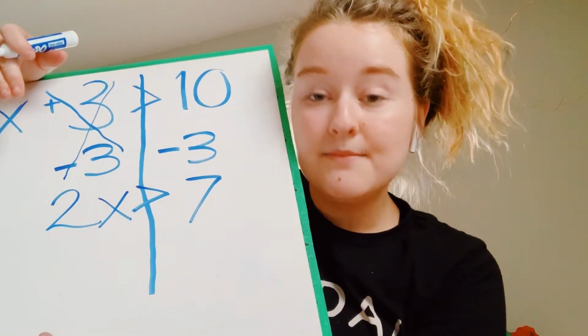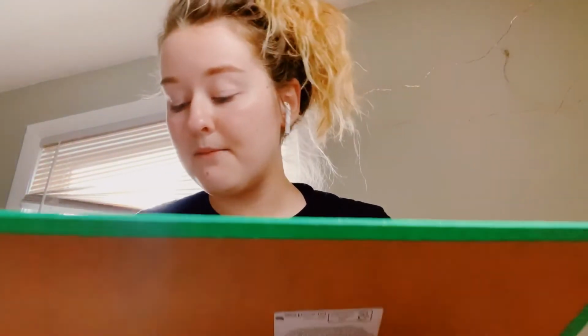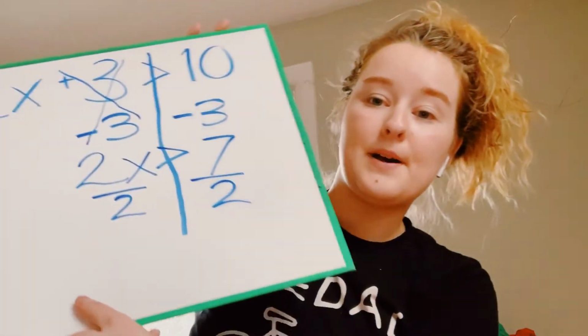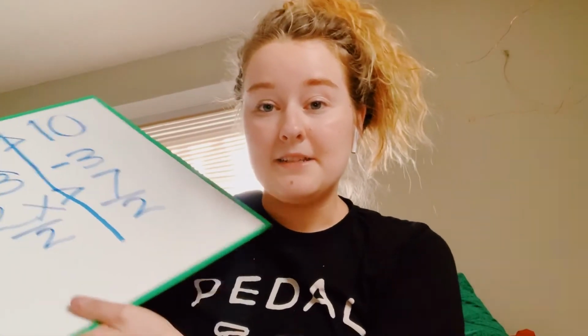It's 2 times x. We have to do an inverse to try and get x by itself. How do I get rid of 2 times x? I have to divide by 2, right? When I do 2 divided by 2, that cancels out now. And I have to do it on the other side as well, right? I'm going to have to do 7 divided by 2. When I do 2x divided by 2, x ends up by itself. I keep my greater than symbol.